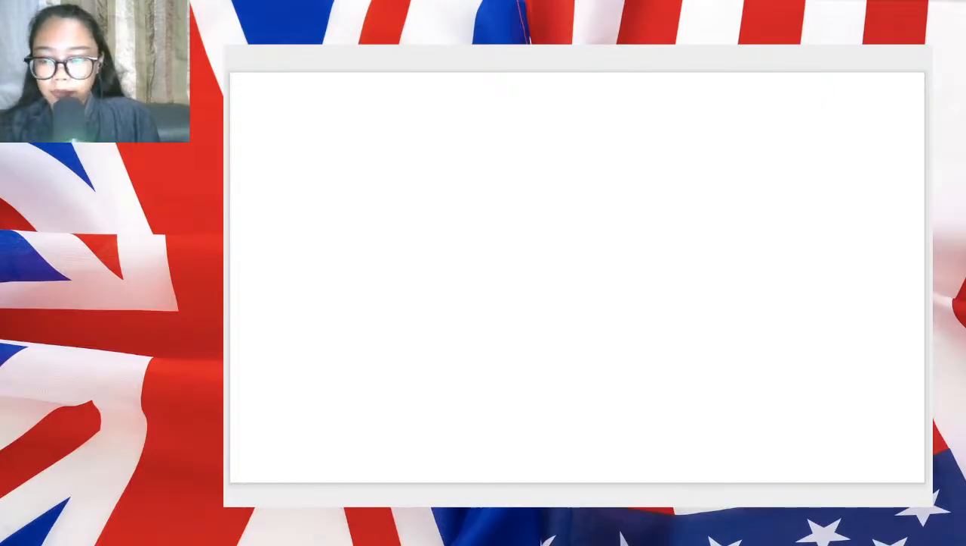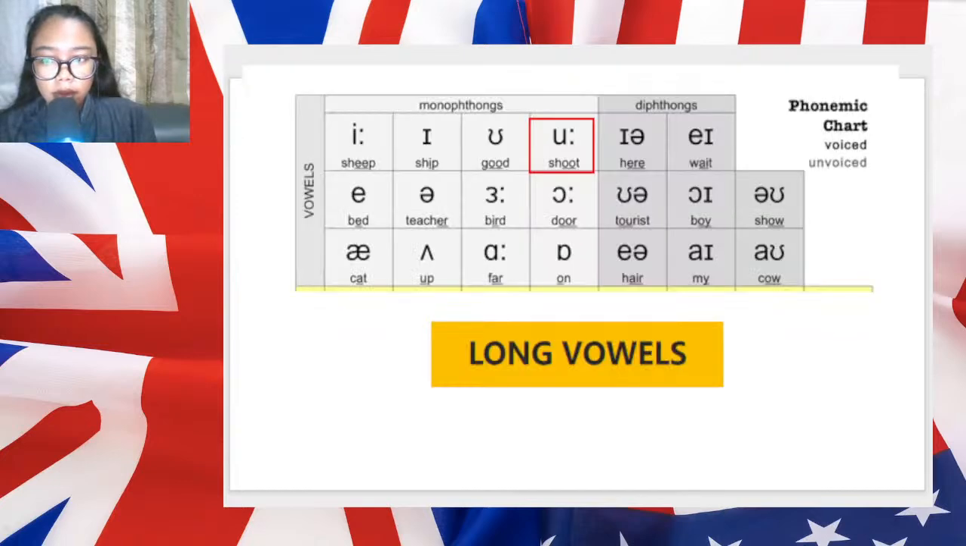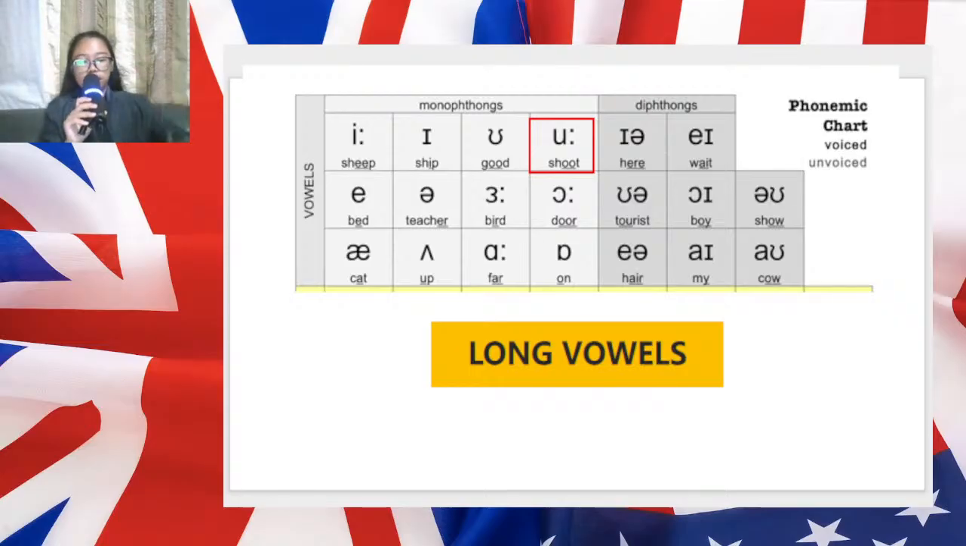Okay. Let's move on to the next vowel sound. Okay, that's the second vowel sound. For the first vowel sound again, it's E. Again, E. Almost. Your mouth is smiling.